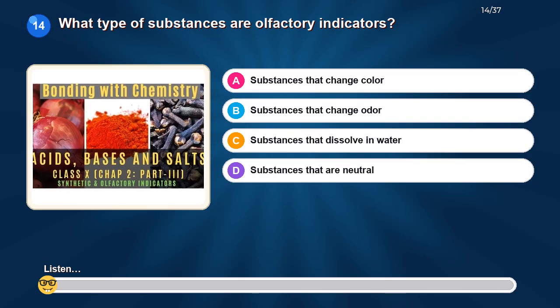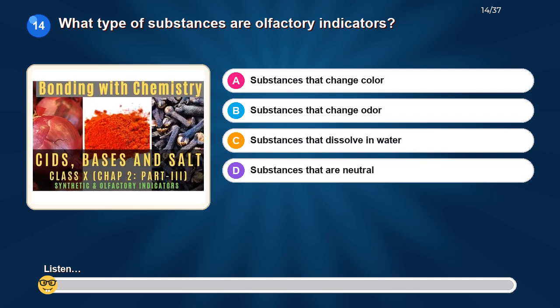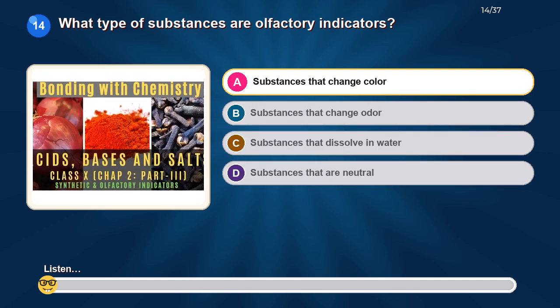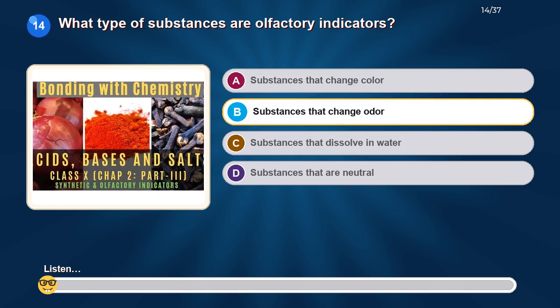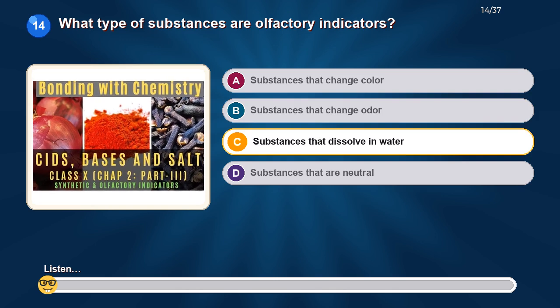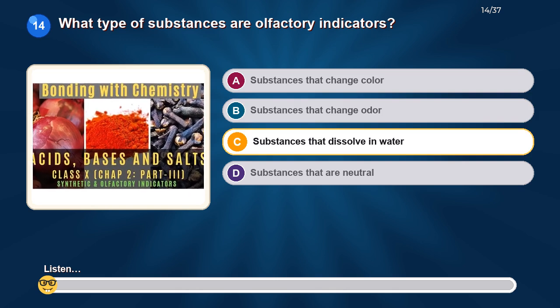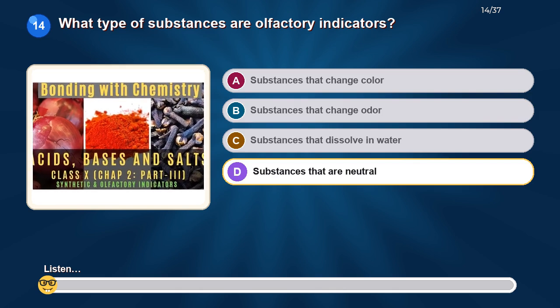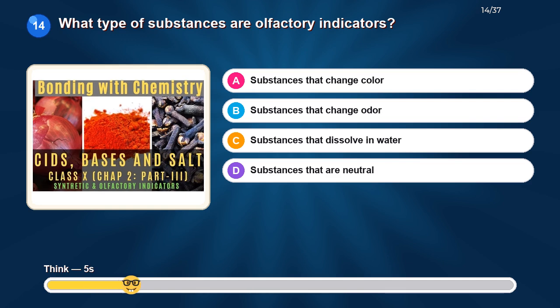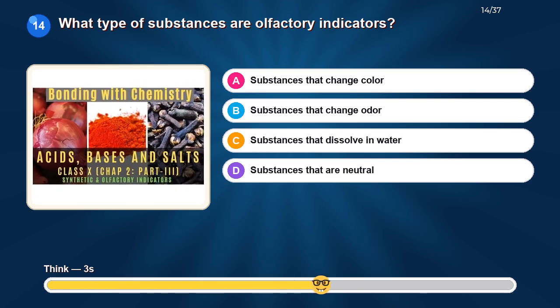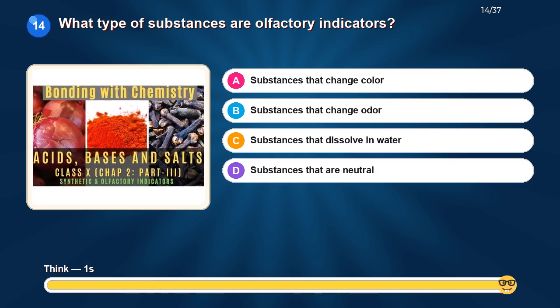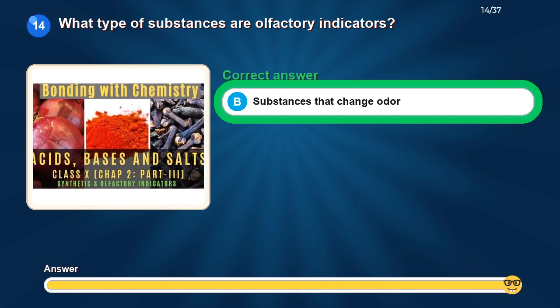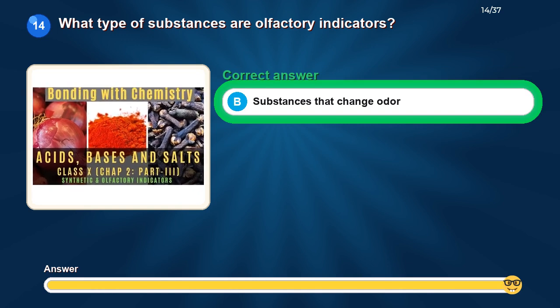What type of substances are olfactory indicators? Option A, substances that change color. Option B, substances that change odor. Option C, substances that dissolve in water. Option D, substances that are neutral. The correct answer is substances that change odor.